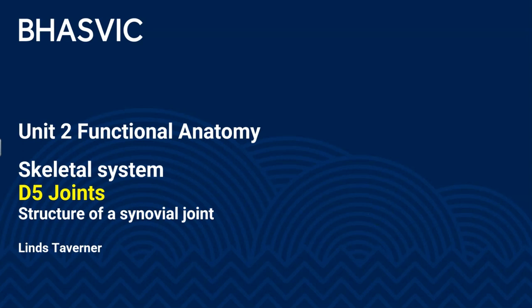Hello, this BTEC Sport and Exercise Science video is for Unit 2 Functional Anatomy. We're looking at the skeletal system. Specifically, we're looking at D5, structure of a synovial joint.